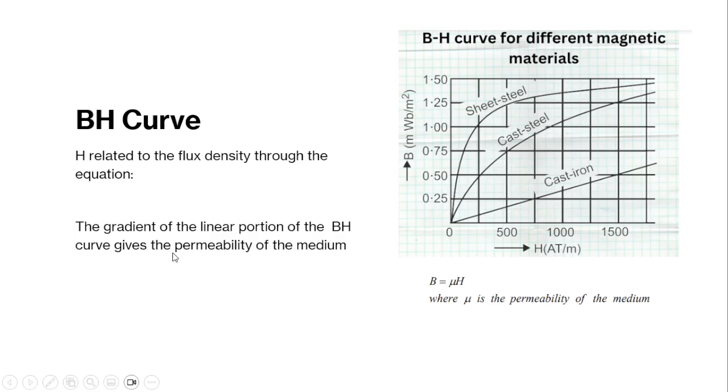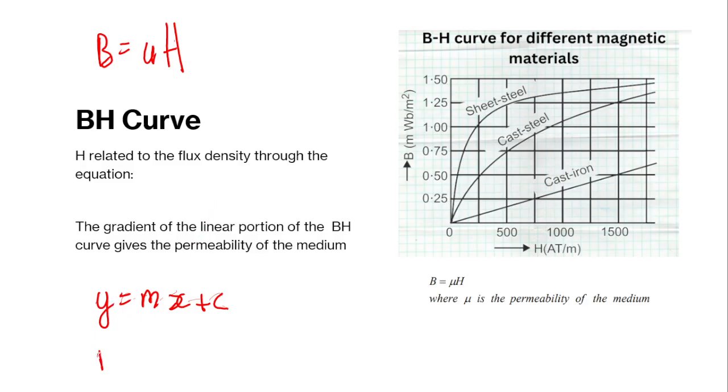Alright, so the BH curve. You have to remember what the BH curve does, right? The two things you have to remember is that it relates B to H, right? So B will equal mu H. So if they give you the value of B, you can get the value of H, and vice versa. The linear portion of the graph, if you remember, is y equals mx plus c. You have to remember that from secondary school. So in this case, y is B, and the m would be mu.